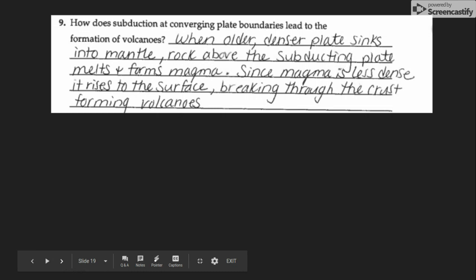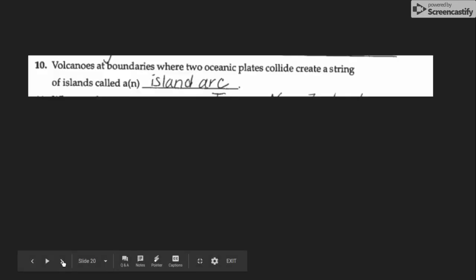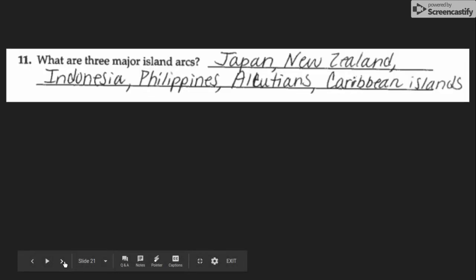How does subduction at convergent plate boundaries lead to the formation of volcanoes? When older, denser plates sink into the mantle, rock above the subducting plate melts and forms magma. Since magma is less dense, it rises to the surface, breaking through the crust and forming volcanoes. Volcanoes at boundaries where two oceanic plates collide create a string of islands called an island arc.